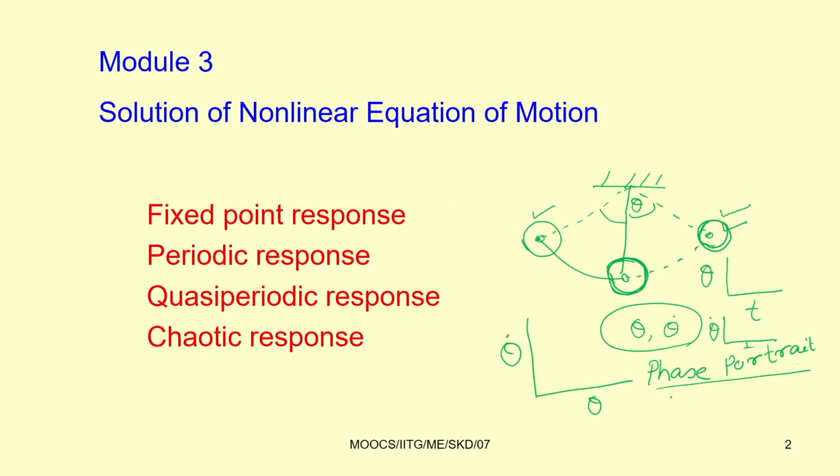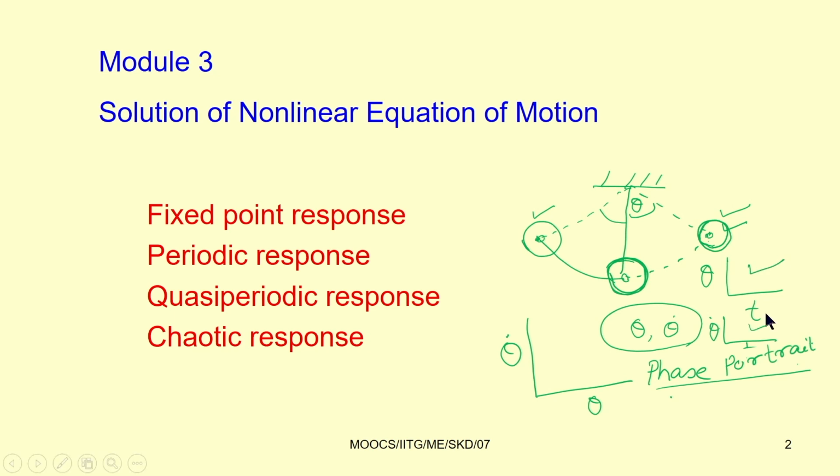This variation of theta and theta dot with time is known as the response of the system. How theta is varying with time or theta dot is varying with time is the response of the system at a particular time t. We can conveniently know the response by plotting theta versus t or theta dot versus t.